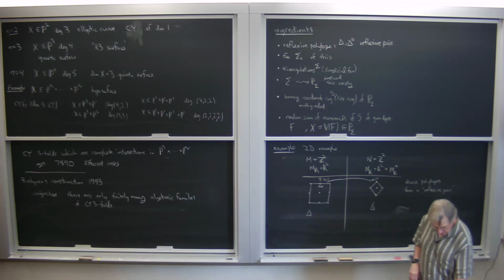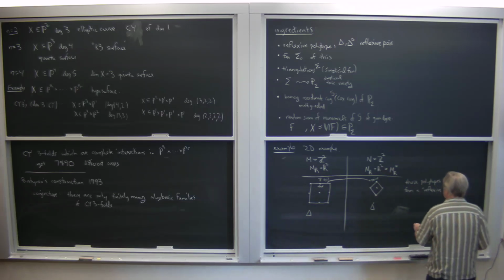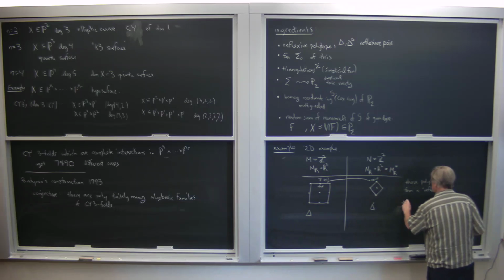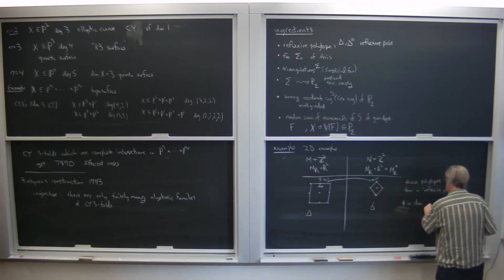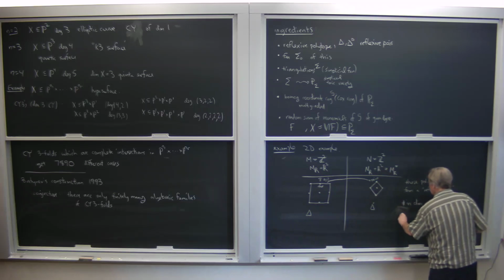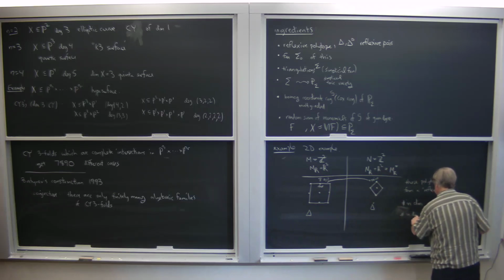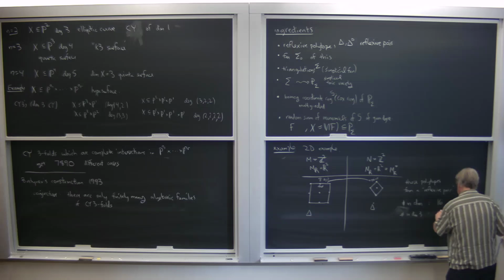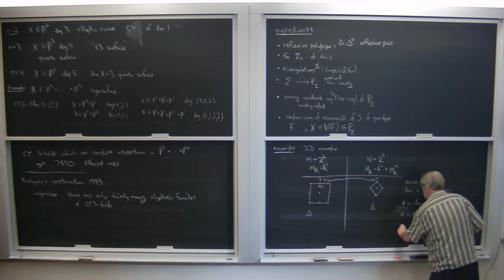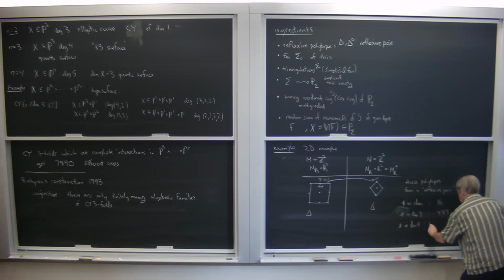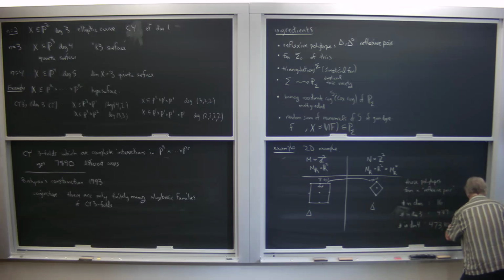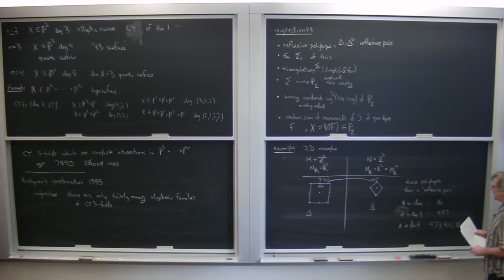But first of all, this is reflexive. The number of these things in dimension 2, there are 16 of them. The number in dimension 3, I think there's 4,319. And the number in dimension 4 is 473,800,766. And each one of these will give us actually a number of these Calabi-Yaus.